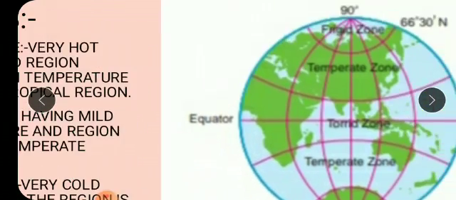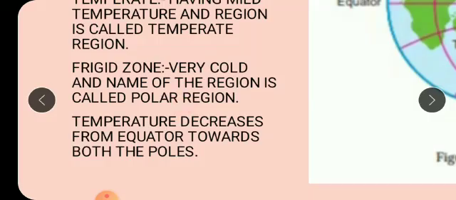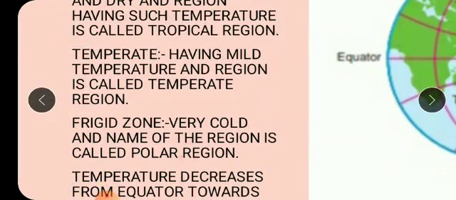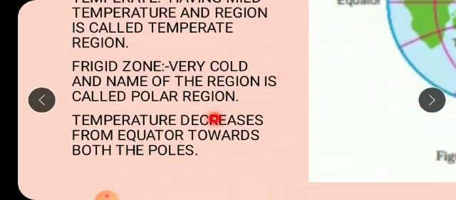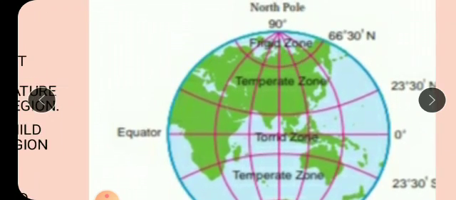Okay, again as you move up towards the poles, north and south poles, frigid zone means very cold, because very, very less temperature, so this is called the frigid zone. And what is the name of that region? It is the polar region, children. That's why we say that at the poles it is cold, very, very cold, isn't it? That's why the name of the region is polar region. And temperature decreases from the equator towards both the poles. Yes, just now we saw from the equator as you go towards the poles, temperature comes down, temperature becomes very, very low.